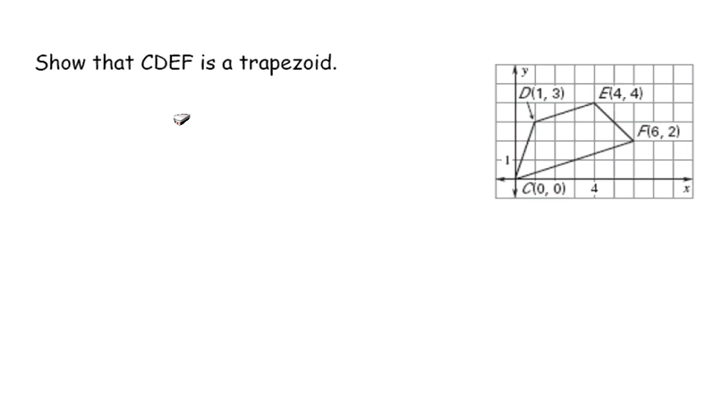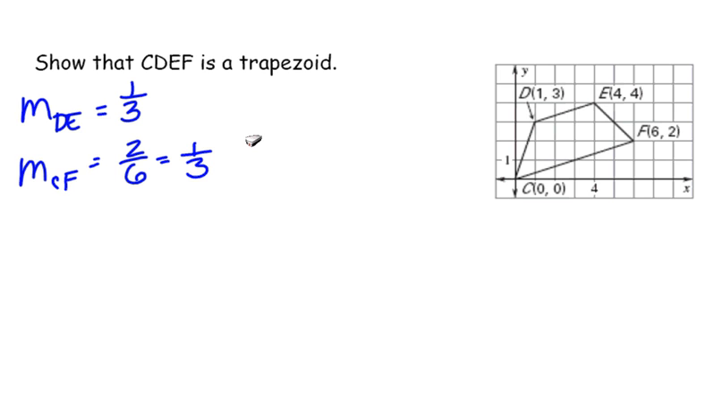Okay, we need to show that CDEF is a trapezoid. The thing that makes a trapezoid is it has one pair of parallel sides. So let's prove these sides are parallel. How do you prove things are parallel? You use their slope. We know that DE and CF would be the sides that are parallel if they were. So I need to find the slope of DE and the slope of CF. I can either use the formula, or because I'm given a graph, I can just count. This one has a rise of 1 and a run of 3, so 1/3. This one has a rise of 2 and a run of 6, so 2/6, which also equals 1/3. So we have one pair of parallel sides. Therefore, we have a trapezoid.